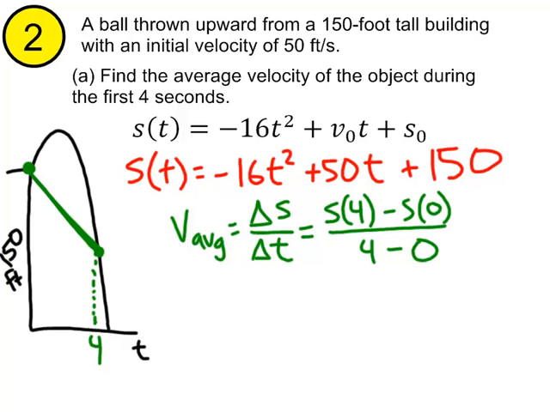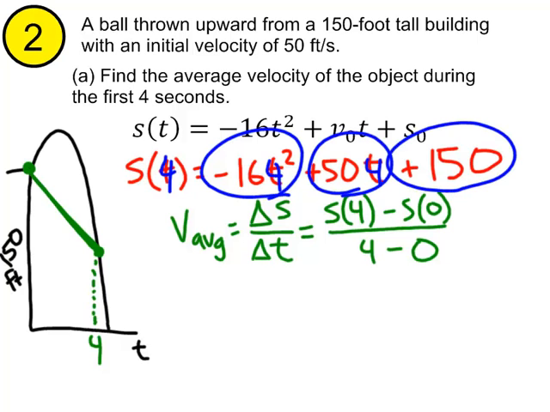Okay, so let's go ahead and calculate that. Let's do some mental math here. We're trying to calculate S of 4. If we plug in 4, we get negative 256. That's negative 16 times 4 squared, plus 200, that would be negative 56. And then plus 150, that would bring us up to 94.